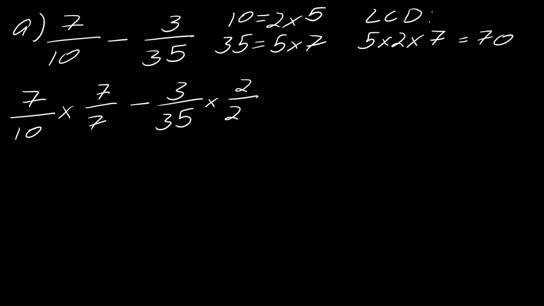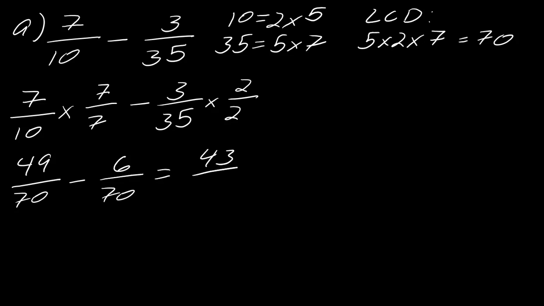So here's my work. So then I ultimately have 49 over 70 minus 6 over 70. And so in the end, I get 43 over 70. And that's as far as I can go with that one. Okay, so let's do just one more.